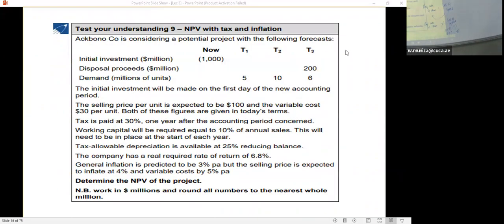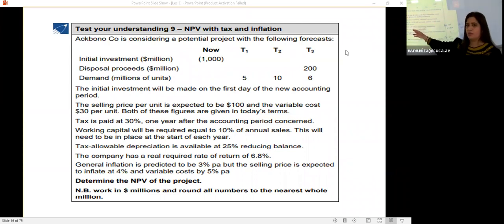Okay, now here is a detailed question. Determine the NPV of the project. So it is incorporating all of the facts and figures in it. May I just request you to try to solve it by yourself? After 1 minute of you trying to solve it by yourself, I will start doing it over to you, so that you can just compare your answer.